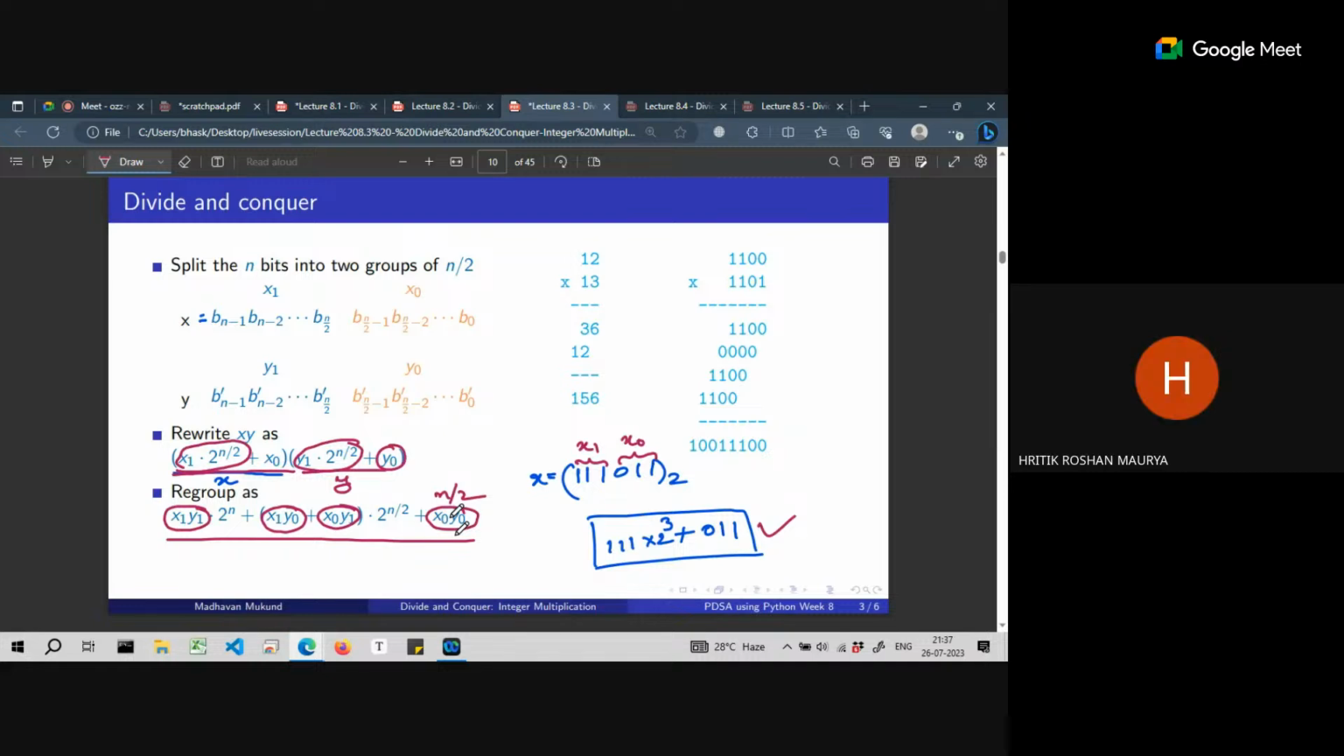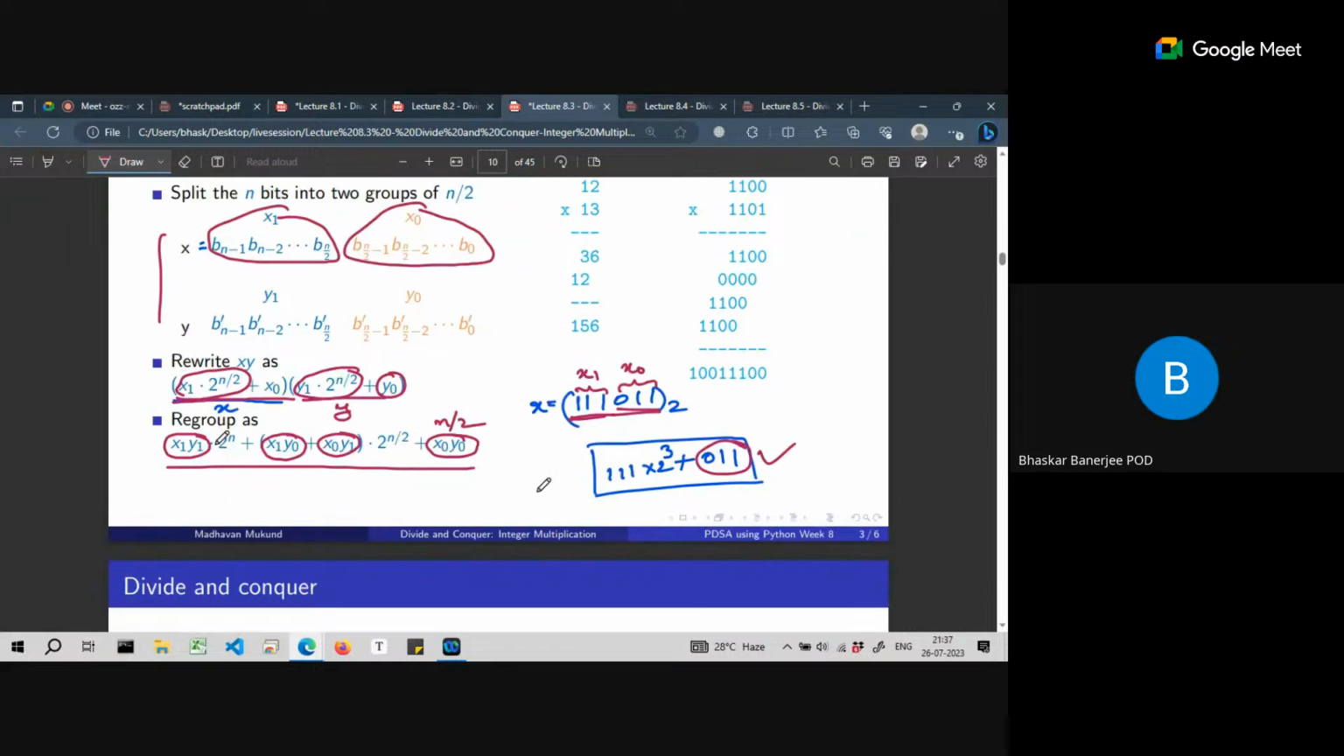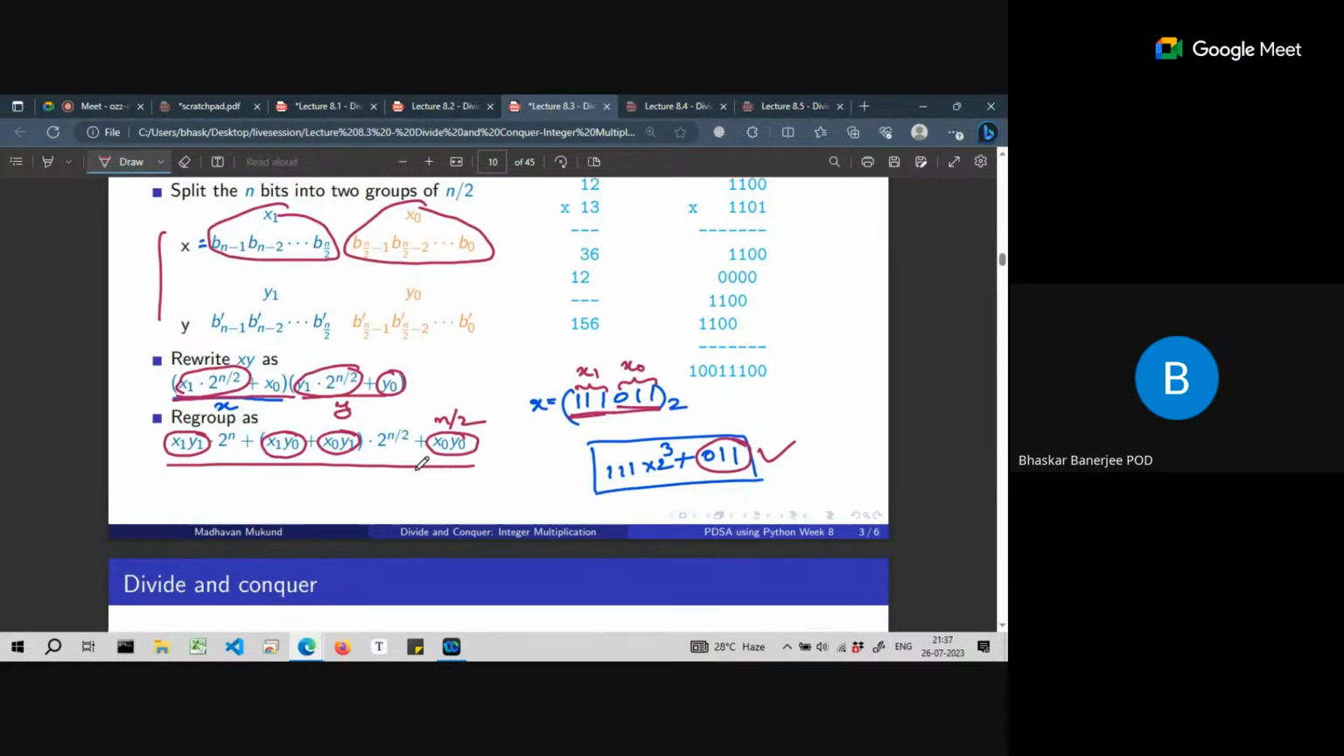How are you sure that it is n by 2 bits? I broke up x and y into two parts, right? See this. x1 is this part. x0 is this part. That's what we did. See, this is x0. The last 3 bits is x0. The most significant 3 bits is x1. I'm breaking it into two halves. Anyways, so we got these 4 multiplications, each with half the number of bits now.